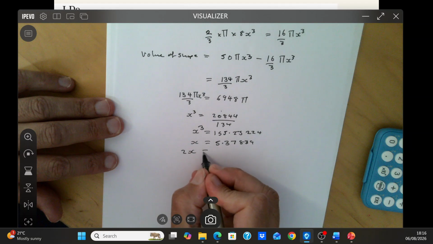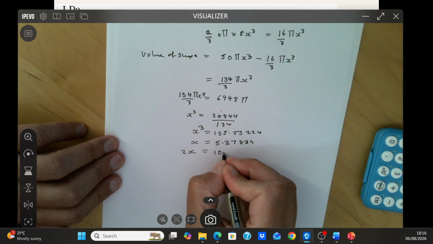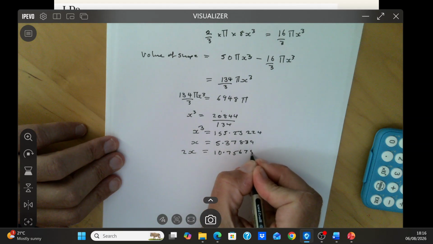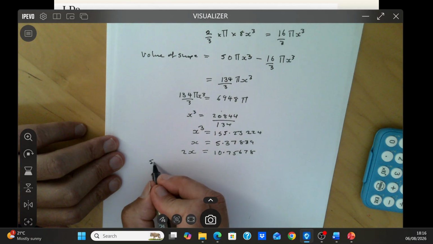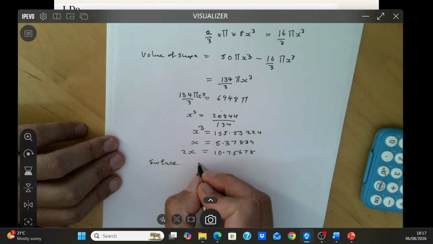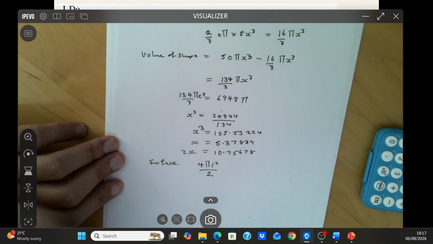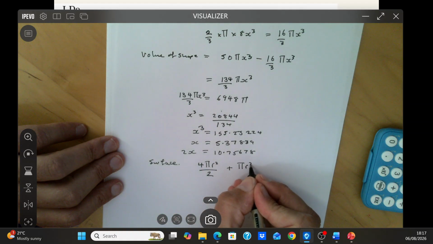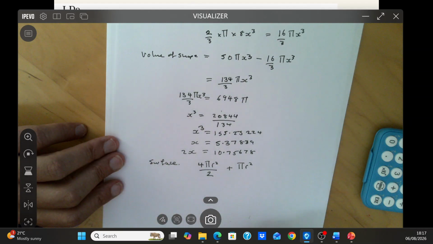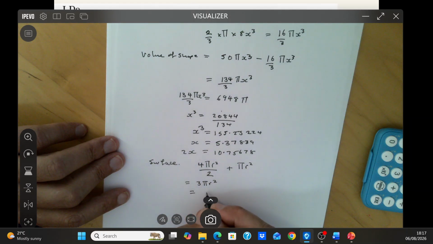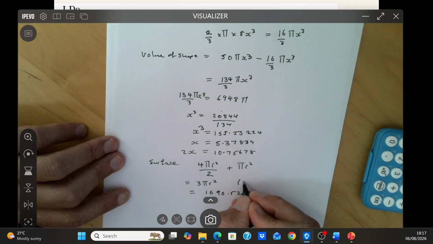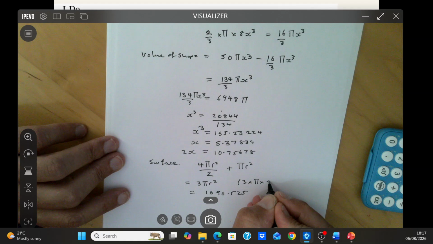Right, the radius of our hemisphere was 2x. So 2x equals 10.75678. So the surface area of the hemisphere, which is what the question asks, is the surface area of a sphere divided by 2, because it's half a sphere, plus the area of the circle on that hemisphere, which gives me 3 pi r squared. Put our r in, that will give us 10.75678. I should have written that r in for my working.